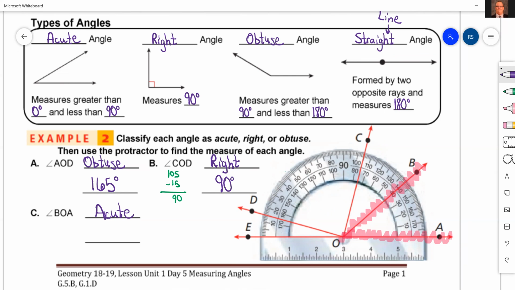So we can just go up here and try to figure out which one I need to read here. So inside it looks like we're at 40. Outside we're at 140. Now since we're an acute angle, which one of those do I need to use? I want to be less than 90. Good, the inside. So this angle is 40 degrees.